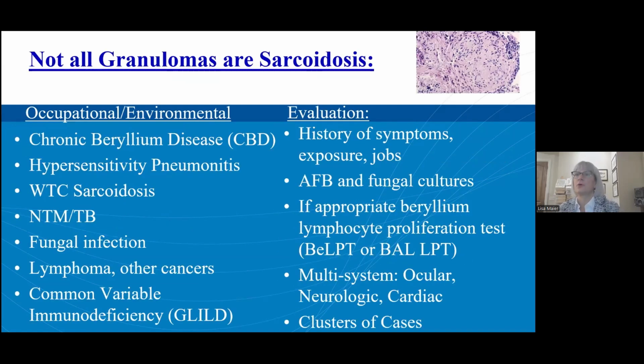And so it's just always important to remind folks, maybe fewer in this group than some of the pulmonologists I talked to, that not all granulomas are sarcoidosis. And chronic beryllium disease is one that I spend half of my time, as Raphael said, evaluating. Hypersensitivity pneumonitis, near and dear to your heart, World Trade Center sarcoidosis, as well as many other exposures and or diagnoses. And again, it's really important to ask about people's jobs or even their families' jobs, and to think about the case that you're seeing.